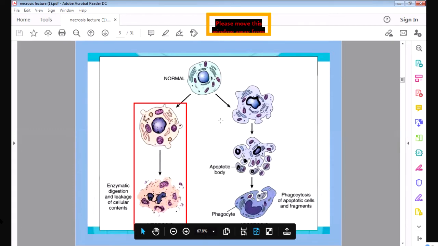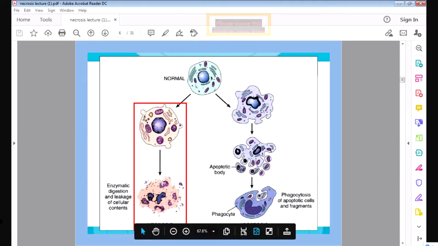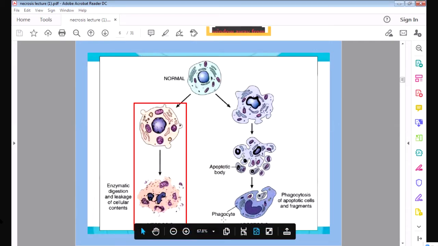Now again, this is the same diagram I told you. This is a normal cell. In necrosis, the cell will become enlarged, with swelling of the cell, swelling of the mitochondria, swelling of the endoplasmic reticulum, and the membrane bleeds. Finally, the cell will rupture, and all the organelles will come out. It will be digested by the inflammatory cell. This is necrosis. In apoptosis, the cell will become small in size. It will break into small bodies that are called apoptotic bodies, and the apoptotic bodies will be digested by the phagocyte. So this is apoptosis.